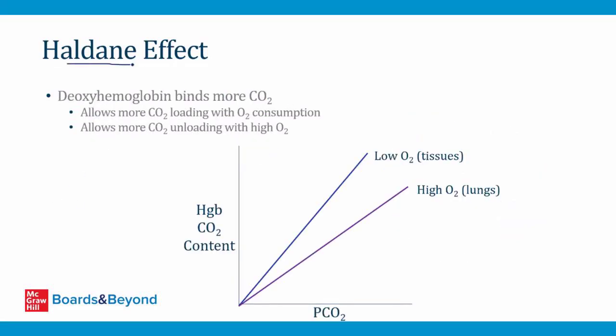So the Haldane effect was originally described by making observations about how much carbon dioxide is bound to hemoglobin at various levels of PCO2. As there's more PCO2, in other words, more carbon dioxide present, you're obviously going to get more binding to hemoglobin. But you can see that the two curves here, the slopes are different depending on whether you're in a low oxygen environment like tissues or a high oxygen environment like the lungs. Out in tissues, for any given level of carbon dioxide, you get more binding compared to in the lungs. And that's the Haldane effect.